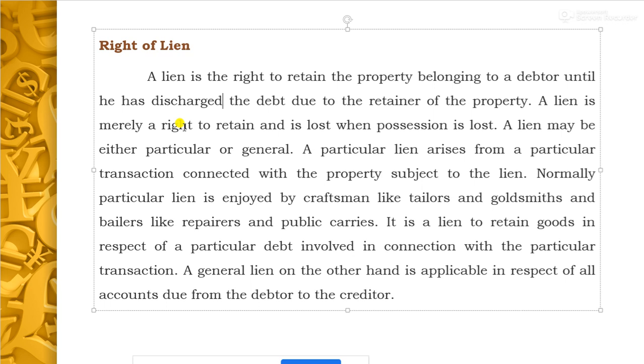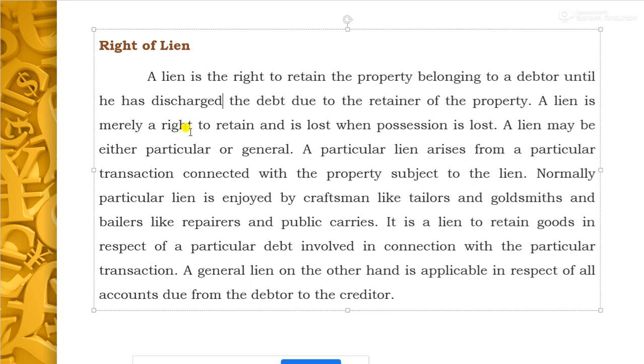Now, what about the general lien? In case of general lien, it applies to a series of transactions. Until all these transactions are completed, this right will be available to the creditor. So, in case of a banker, in case the customer has taken several debts and a property is being handed over by the debtor to the creditor, here the banker will be having a right to retain the property until all the debts are being repaid by the debtor or the customer. So, this is banker's right of lien, and usually banker's right of lien is right of general lien. Okay, so banker's right of lien is right of general lien.